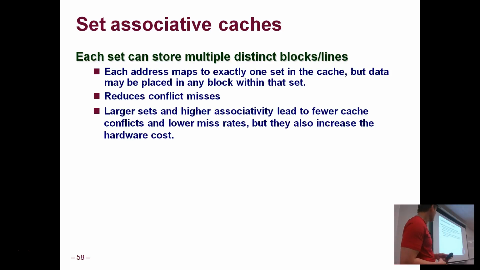This leads you to what we call set associative caches. Rather than each set storing a single block, you can have it store multiple blocks, and this reduces what we call conflict misses. The larger your set, and the larger the associativity of that set, the fewer cache conflicts there are, and then you can improve the hit rate in your cache.